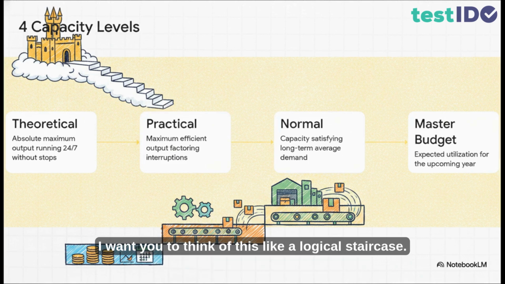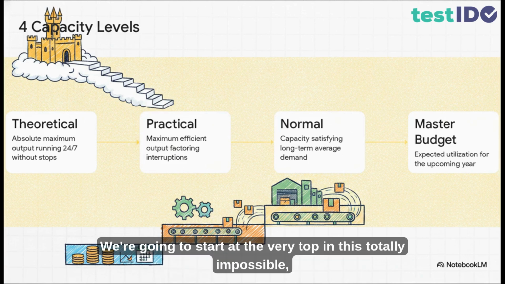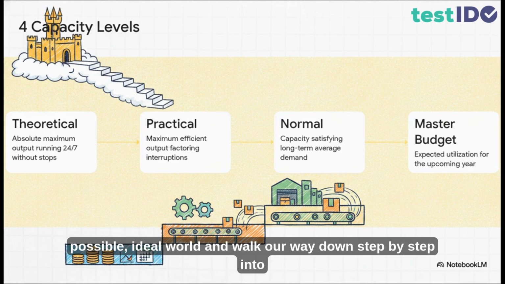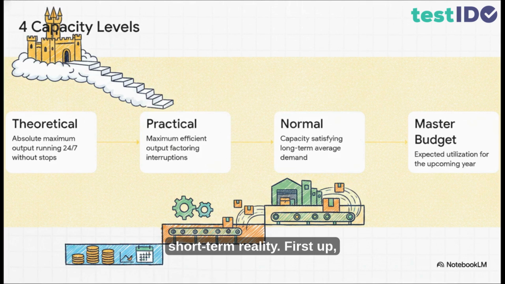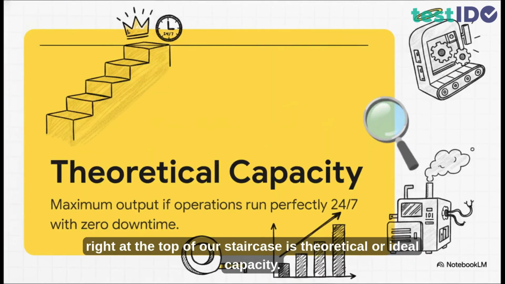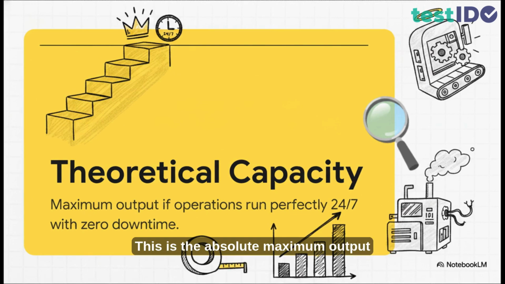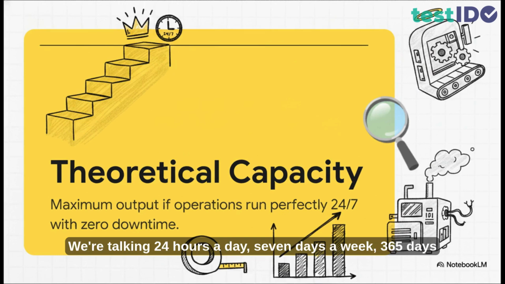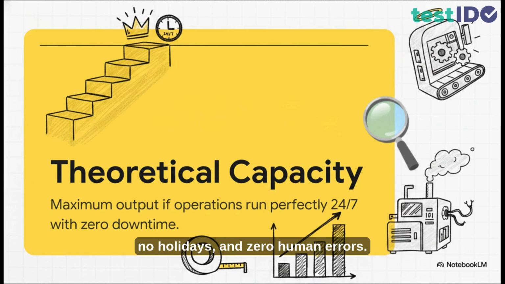I want you to think of this like a logical staircase. We're going to start at the very top in this totally impossible ideal world and walk our way down step by step into short-term reality. First up, right at the top of our staircase, is theoretical or ideal capacity. This is the absolute maximum output an operation can hit if everything runs perfectly. We're talking 24 hours a day, 7 days a week, 365 days a year. Zero downtime, zero machine breakdowns, no holidays, and zero human errors.